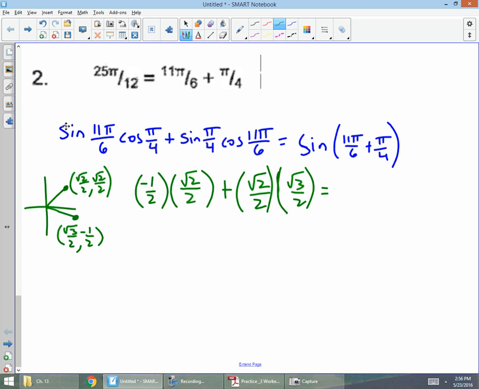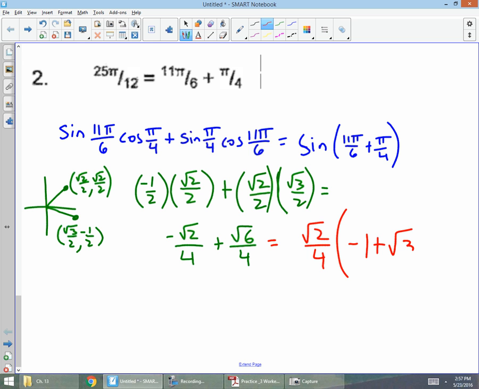And this is going to equal negative square root of 2 over 4 plus the square root of 6 over 4. And again, we have that same sort of skill where we have the greatest common factor coming out in front. That would be square root of 2 over 4, which is nice because it really hasn't changed much. We've seen that over and over again, leaving behind negative 1 plus the square root of 3. And that is the sine of 11 pi over 6 plus pi over 4.